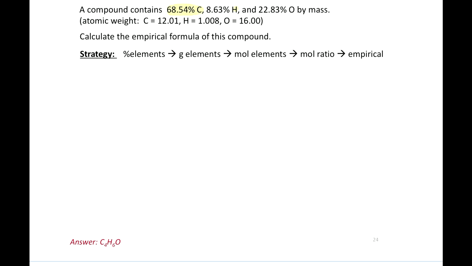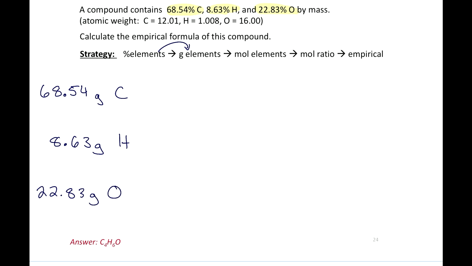So let's look at this information given. We have 68% carbon, 8% hydrogen, and about 22% oxygen. These are going to be three different calculations. First, I'm going to convert all of those percentages into gram amounts. Again, we're going to assume we have 100 grams of sample. So if 68% of it is carbon, then I have 68.54 grams of carbon present in this 100 gram sample. Then we have 8.63 grams of hydrogen, and then 22.83 grams of oxygen. Right, so we did that first step.